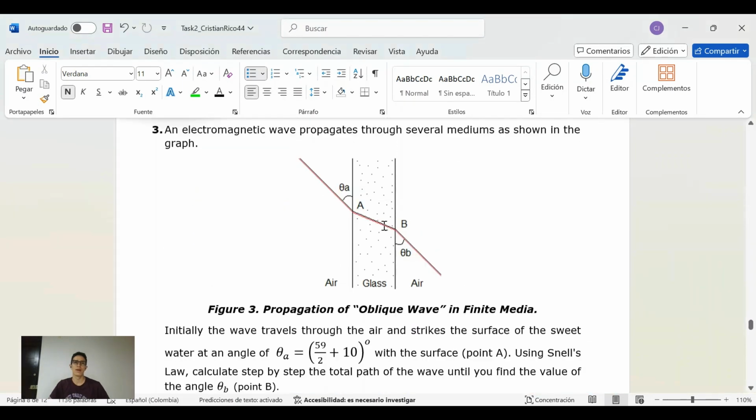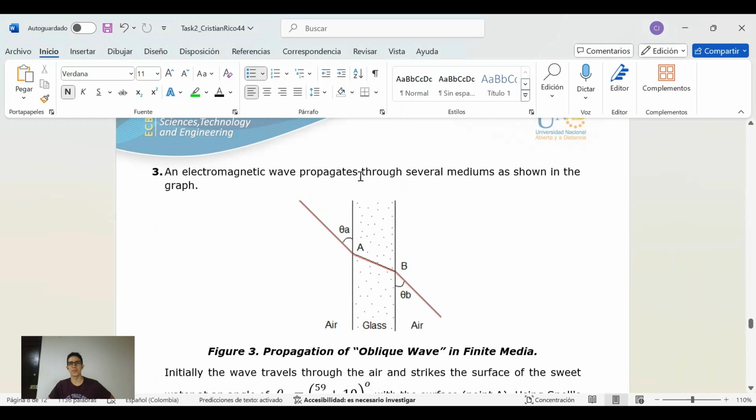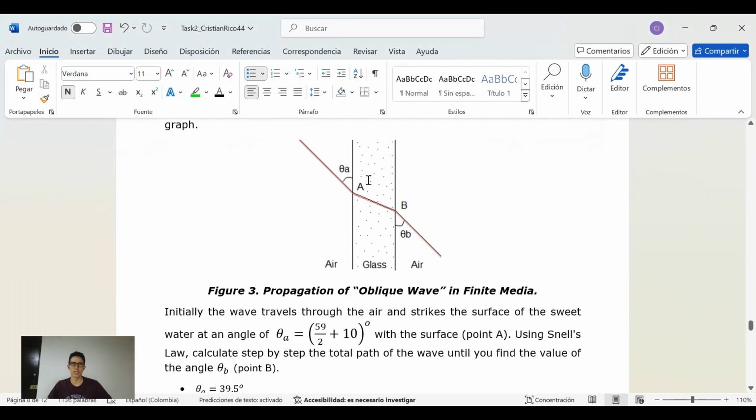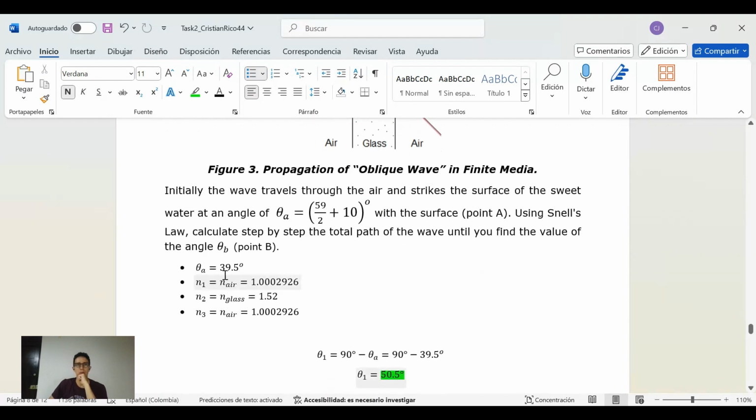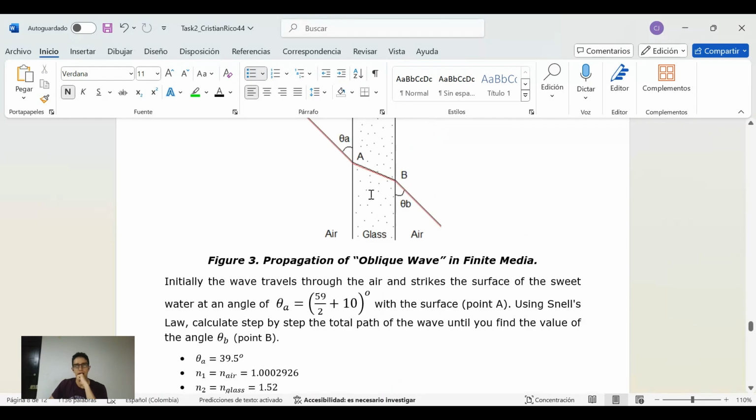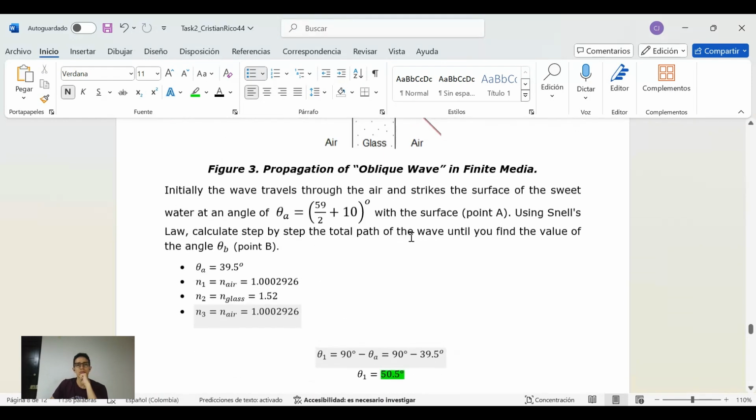The third exercise tells us that an electromagnetic wave propagates through several media as shown in the graph. We could see glass, air. We have a wave, and the wave goes in another direction because of the glass, and we got 2 angles. This exercise wants us to find what is this angle, what is this angle, to get the angle B. So we got the impedance of the air, of the glass, and the air again. So the first thing that we have to do is to find the angle number 1.